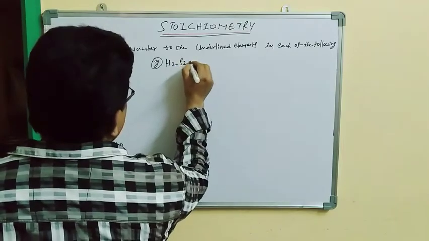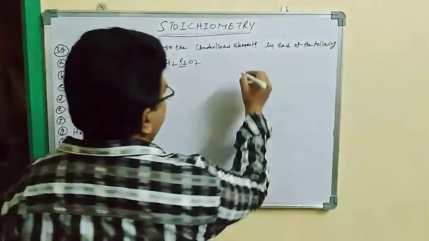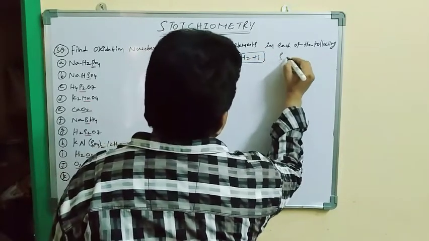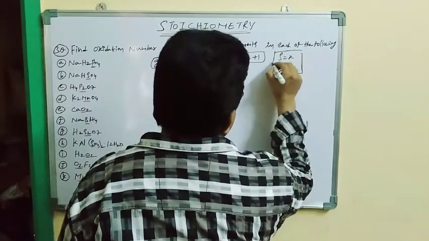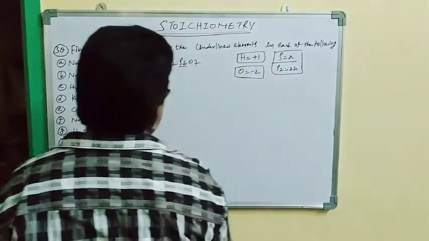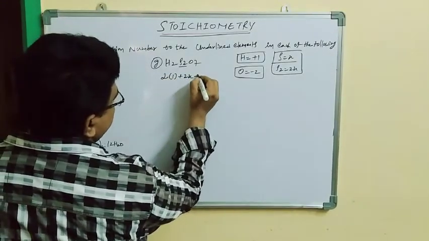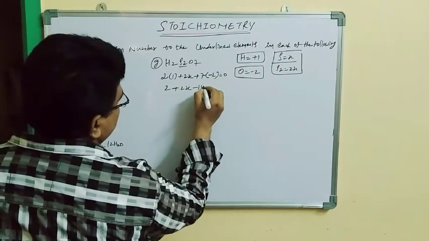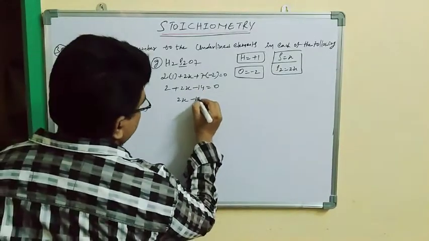H2S2O7. So the underlying element is sulfur. I am writing directly the hydrogen charge +1. Sulfur X, for 2 sulfurs 2X. Oxygen charge -2. Substitute here. How many hydrogens are there? 2 hydrogens. 2 into 1 plus 2x plus 7 into -2 equal to 0. 2 plus 2x minus 14 equal to 0. 2x plus 2 minus 14, how much, students?